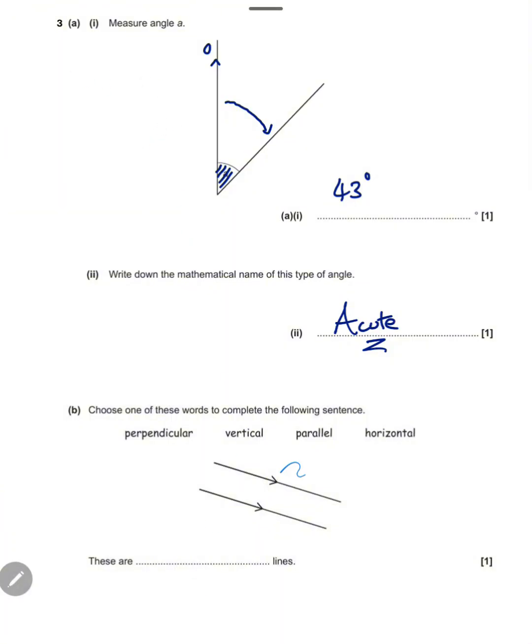We're looking at 2 lines here. These funky little arrows, they mean parallel. Just like your train tracks, okay? Anytime you see those 2 little arrows on the lines, you are looking at parallel.